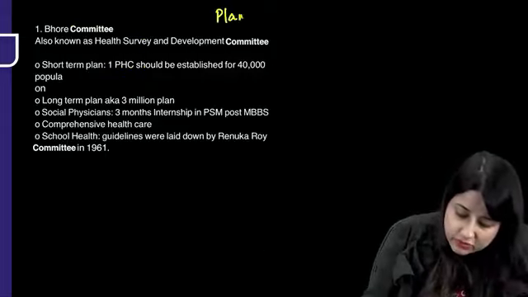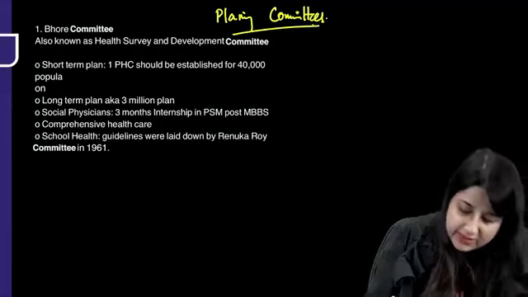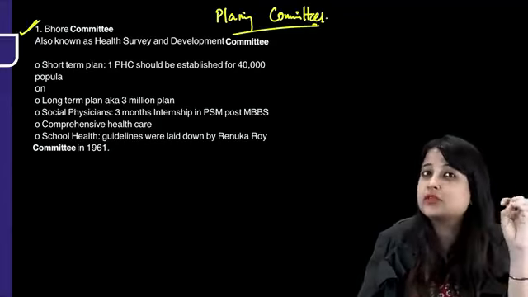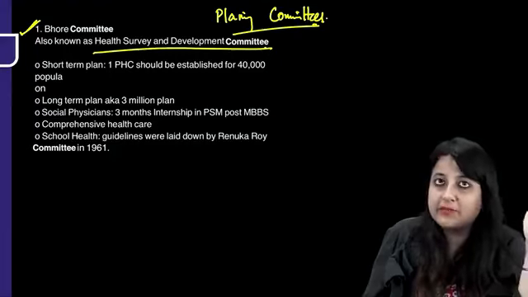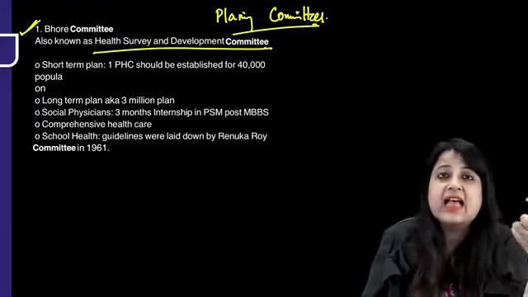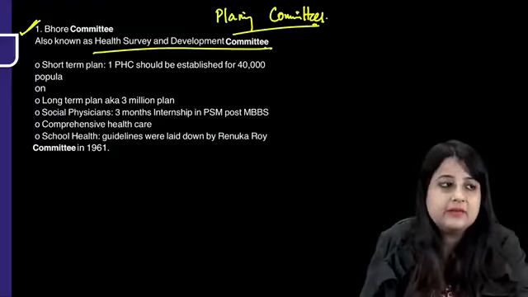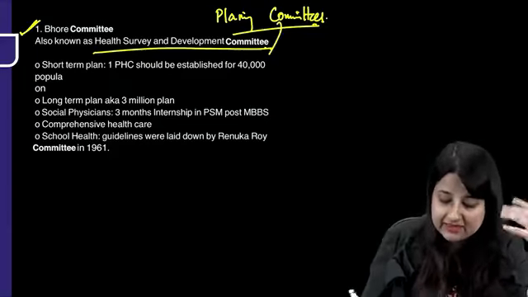Now we must know something about the planning committees also. So the most important planning committee was the Bhore Committee, which was given by Sir Joseph Bhore. And what was the name of this committee? Health Survey and Development Committee. Now Sir Joseph Bhore, this was before independence, in 1946. And Sir Joseph Bhore was a very ambitious man. Before even India got its independence, he started talking about health survey and development.